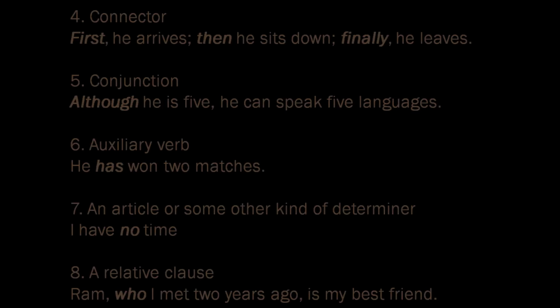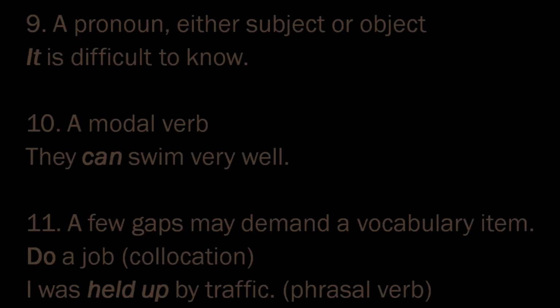Next, auxiliary verb, example, he has won 1-2 matches. An article or some other kind of determiner, example, I have no time. A relative, example, Ram, who I met 2 years ago, is my best friend. A pronoun, either subject or object, example, it is difficult to know. Is there a comparative or superlative involved? Example, she is taller than me.